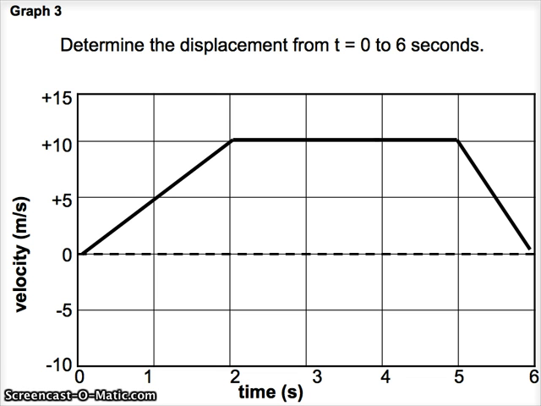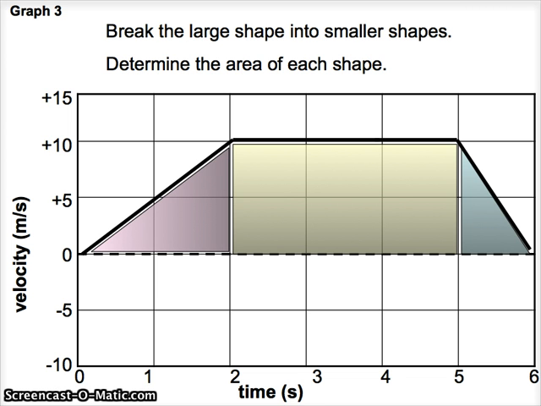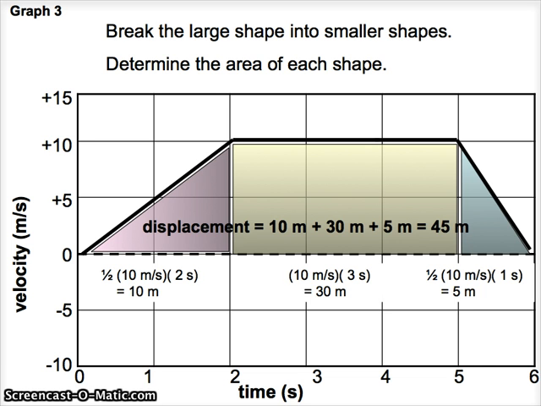To answer this question, determining the displacement from 0 to 6 seconds, I would look for 3 shapes. This is how I would divide this area into triangles and rectangles. Now if you know the area of a trapezoid, you can certainly use that here. I just feel more comfortable with rectangles and triangles. So I would use the scales on the velocity axis and the time axis, and I would find that the areas are 10 meters, 30 meters, and 5 meters, so that the total displacement is 45 meters.